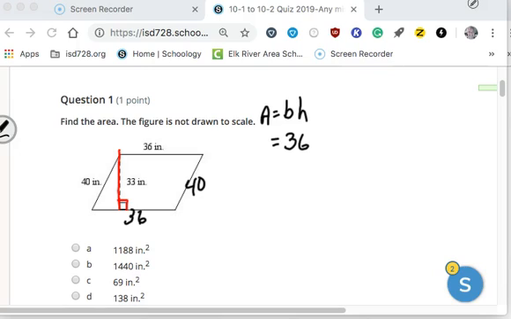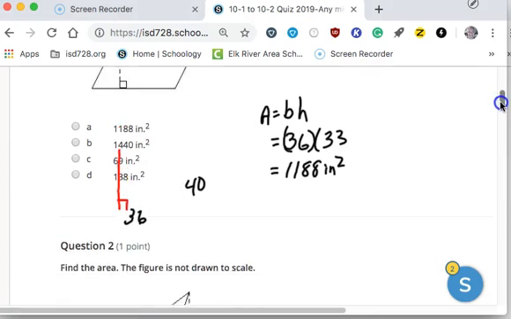So I've got 36 for my base, and my height is 33. So I've got 36 times 33, and that's going to give me 1,188. Now, keep in mind, it's got to have units. You've got to dress it up. You can't have it walking around naked. Okay, so that's what we've got. That's our answer for question 1.